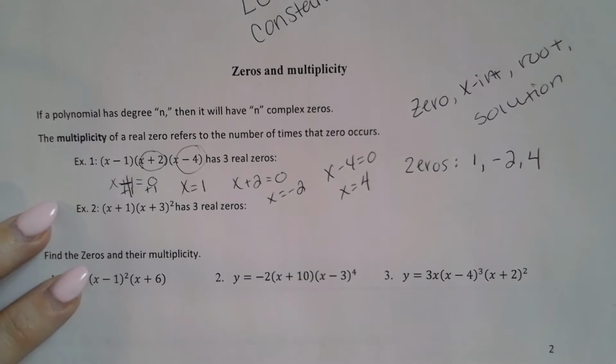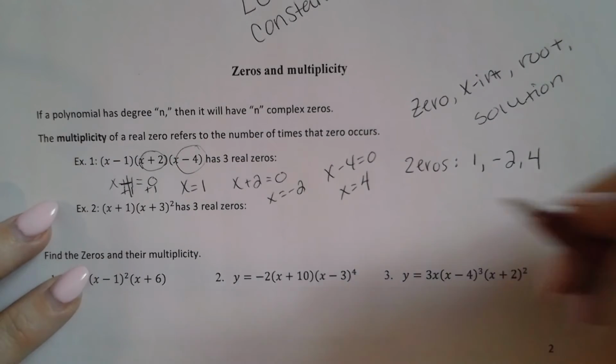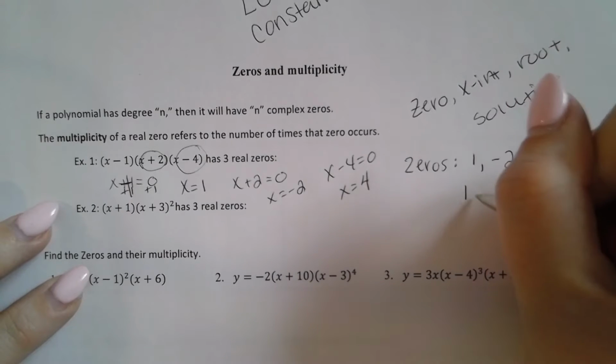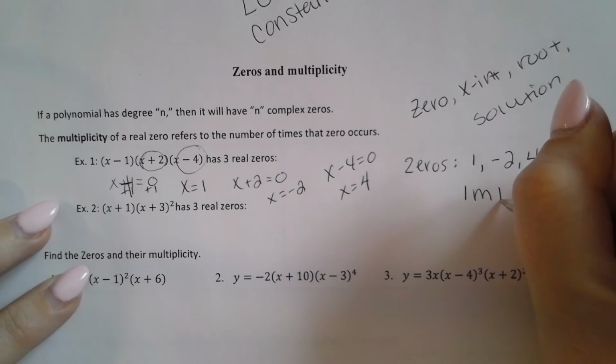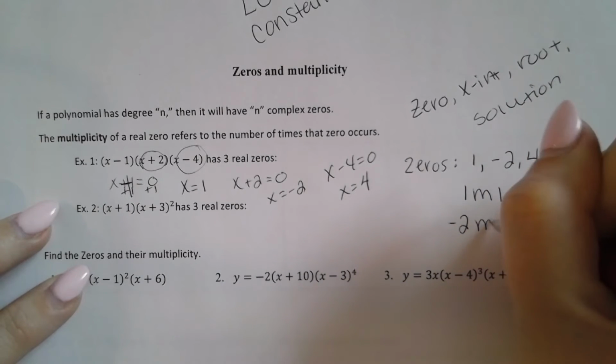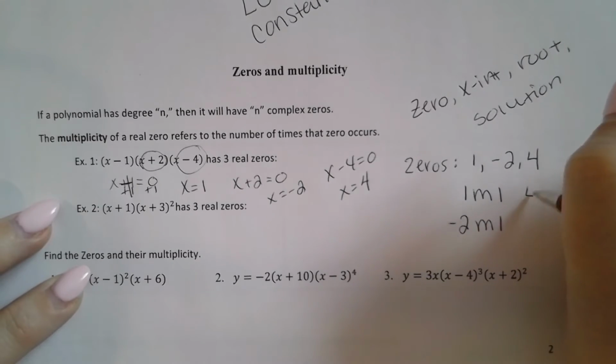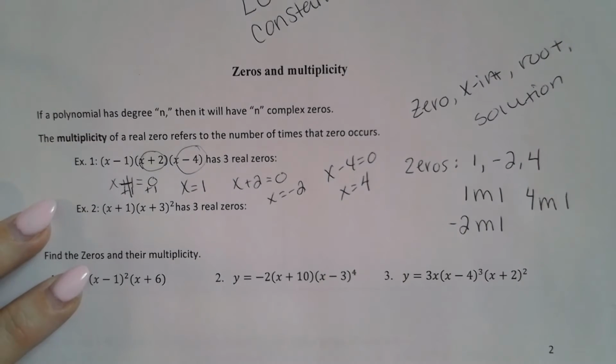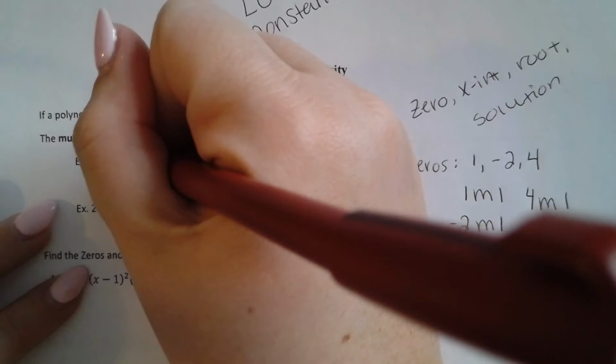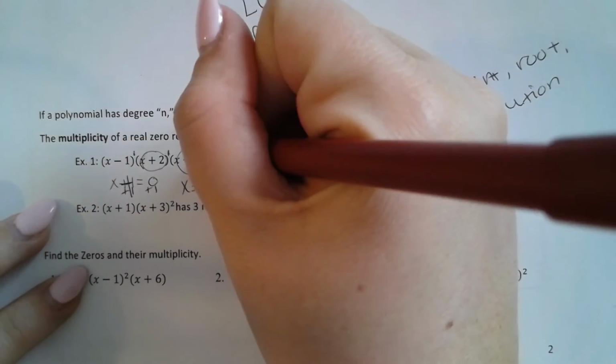Now all of these have multiplicities of 1. So the way we would write that is 1 multiplicity 1, negative 2 multiplicity 1, and 4 multiplicity 1. Now why does it have multiplicity 1? Well, it's only occurring one time.